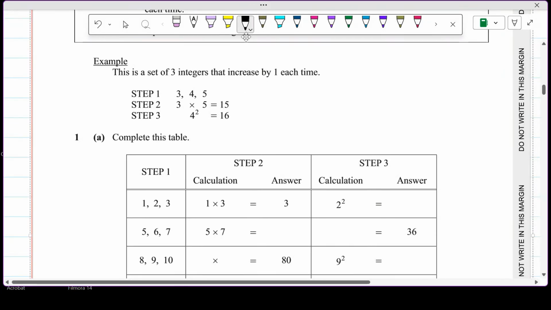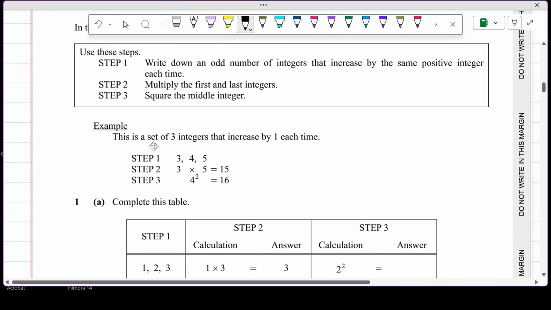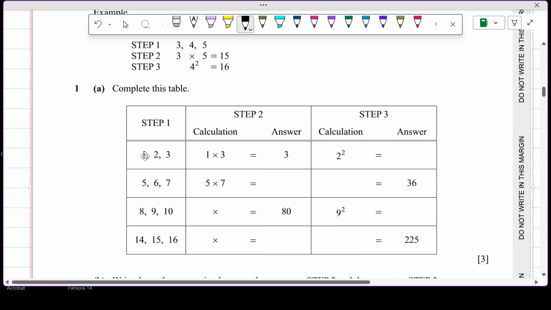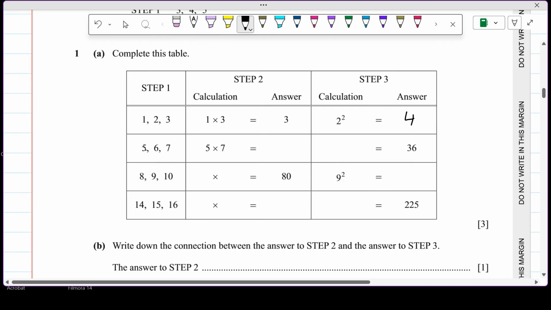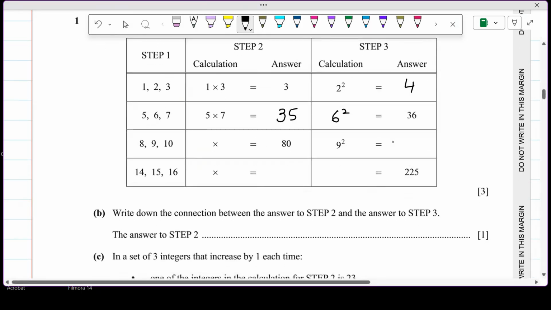Okay, complete this table. We have the three integers 1, 2, 3, which increase by 1. When we multiply 1 by 3, we get 3. This is step 2. Similarly, the square of the middle one means the square of 2, so this one should be 4. Now the second set of integers is 5, 6, 7. These increase by 1, and we need to multiply the first and last integer in step 2. So 5 times 7 is 35. In step 3, we square the middle integer, which is 6. So 6 squared is 36.